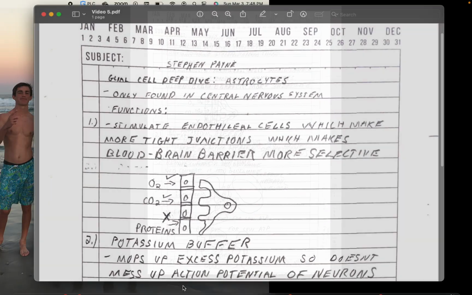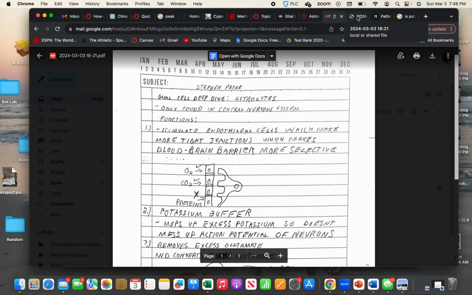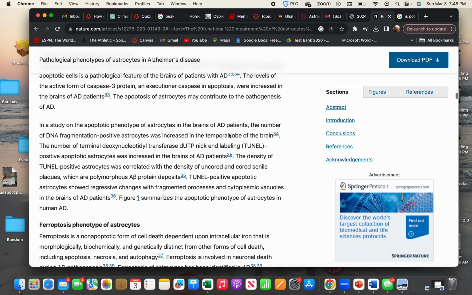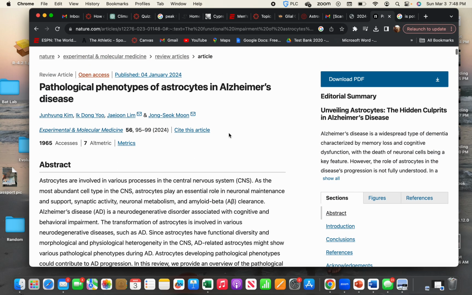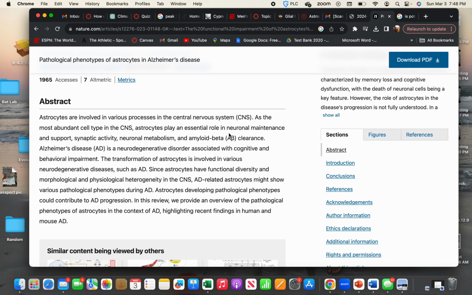So I found this interesting article on how it relates to Alzheimer's. So this is a study on how astrocytes impact Alzheimer's disease. And it's basically saying that when the astrocytes are not functioning properly, it can contribute to the early stages of Alzheimer's, which is just memory loss.